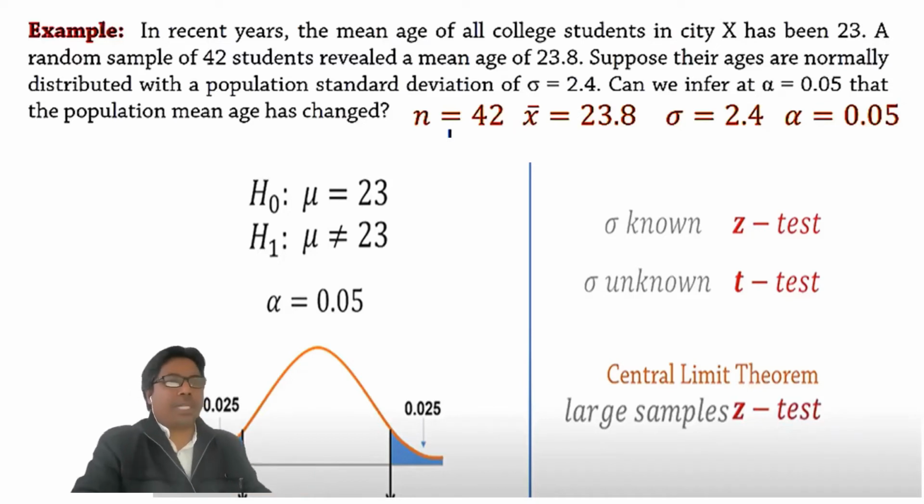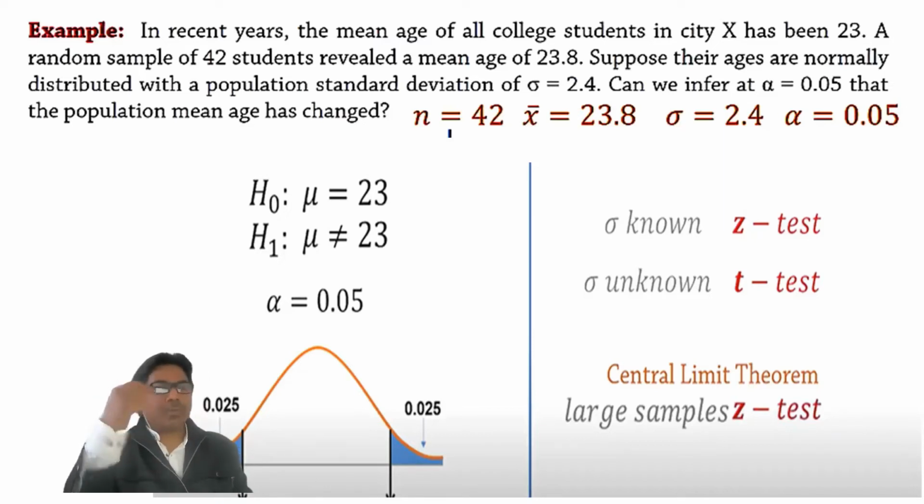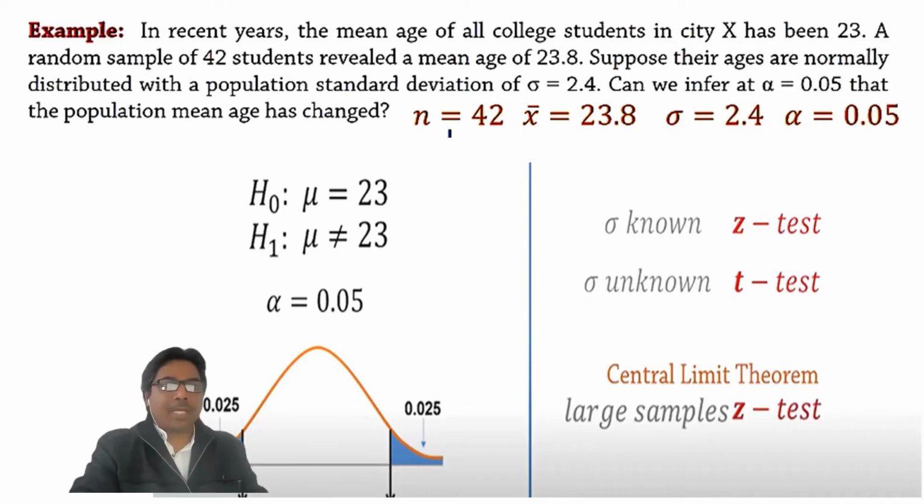Let me make it very easy for you. Here, the sample size is 42, that means n is equal to 42. Our x bar, that is our mean, is 23.8, and our standard deviation is 2.4, and we are going to test our hypothesis at alpha 0.05 level.